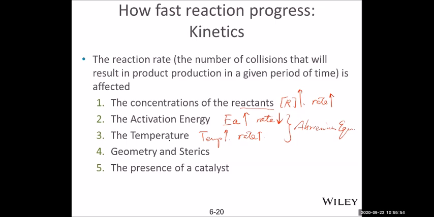Number 4 is geometry and sterics. This often becomes very, very important in organic chemistry, so we'll see numerous examples in future reactions. Keep in mind, we did not really discuss geometry and sterics in inorganic reactions. But in organic chemical reactions, there is more to the molecule, and those parts can get in the way of the reaction and influence it. The last one is catalyst, which reduces the activation energy by providing an alternative reaction pathway.